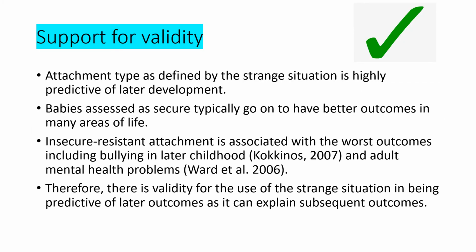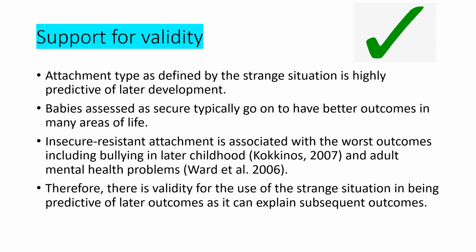Now we've got our AO3 evaluation marks, so support for validity. Now, the strange situation in terms of attachment type is defined very well in terms of it can predict later development very well as well. So the babies assessed as secure typically go on to have better outcomes in many areas of life. So if you take part in the strange situation and your baby is identified as having a secure attachment, it is likely that in terms of their life, they will have better relationships, they'll also have better educational success, that type of thing. And that is because it is very predictive of later development.